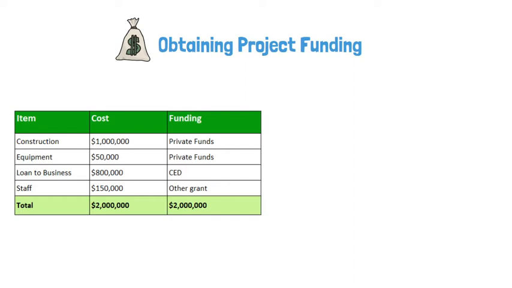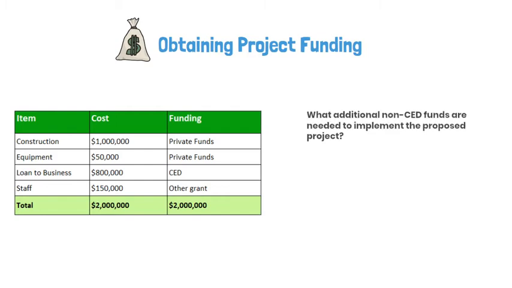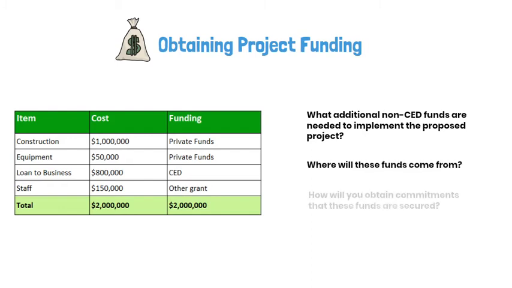CED grants may also help your organization secure additional funds to implement your project. Ask yourself, what additional non-CED funds are needed to implement the proposed project? Where will these funds come from? How will you obtain commitments that these funds are secured? Creating an overall project budget detailing funding sources and costs will help you determine how much total funding is needed for your project.